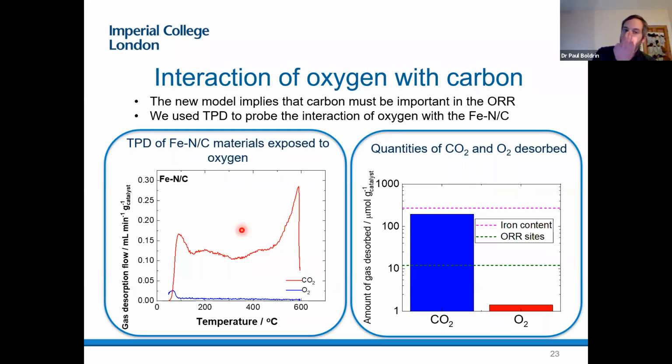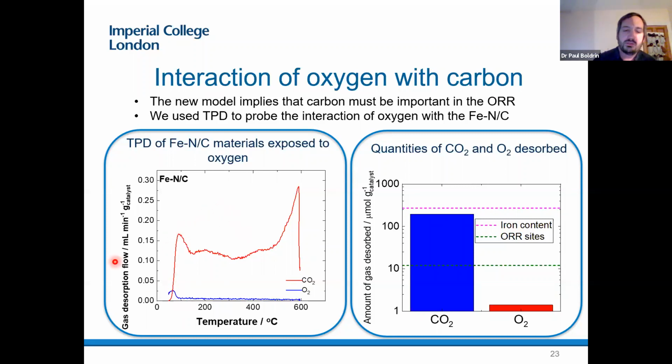And so the consequence of that is that because the nitric oxide is binding to the carbon, the carbon must be important for the oxygen reduction reaction, so the splitting of the oxygen bond. So then we used the same technique, temperature programmed desorption, to look at how oxygen was interacting with the material, to see if we could get any insights into how the carbon was affecting the oxygen reaction.